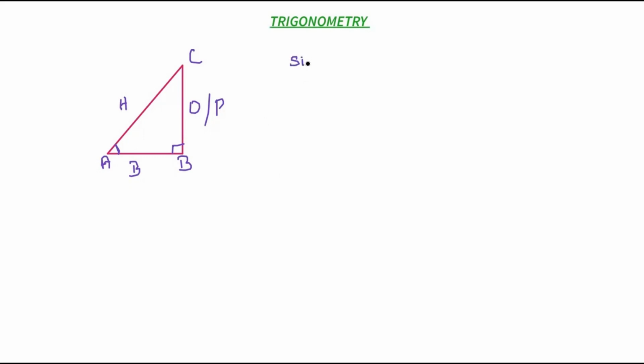So first is sine A. What is sine A? Sine A is nothing but perpendicular by hypotenuse, that is P by H. Easy. Sine A is nothing but perpendicular to hypotenuse.